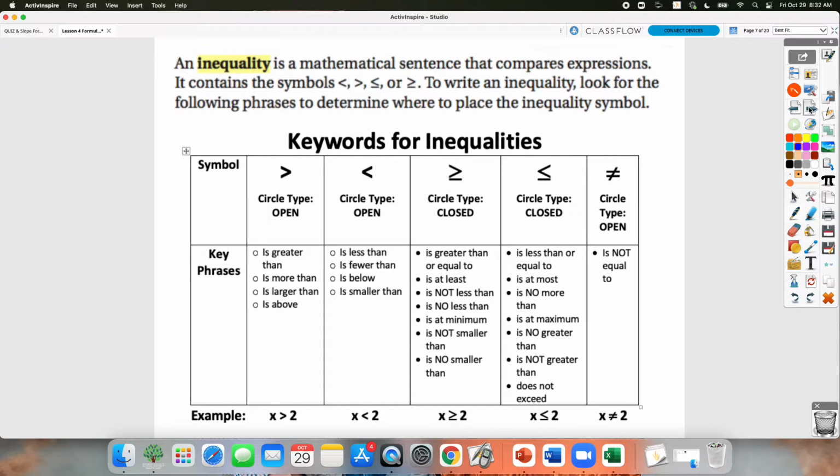So when you're graphing on a number line, which y'all did some of in sixth grade, the ones that do not have a bar underneath them, just the less than and greater than, they're going to have an open circle on your graph. Because that means that the number that your circle is on is not included in your solution set. So like if I had x is greater than 2, that means x can be any number that is above 2. But can it be 2 exactly? No. So on our graph, we would have an open circle on 2 because 2 is not included in the solution set. And then we've got some keywords that go along with that symbol. So greater than, obviously, is more than, larger than, above. All of those would match up with this symbol that means greater than.